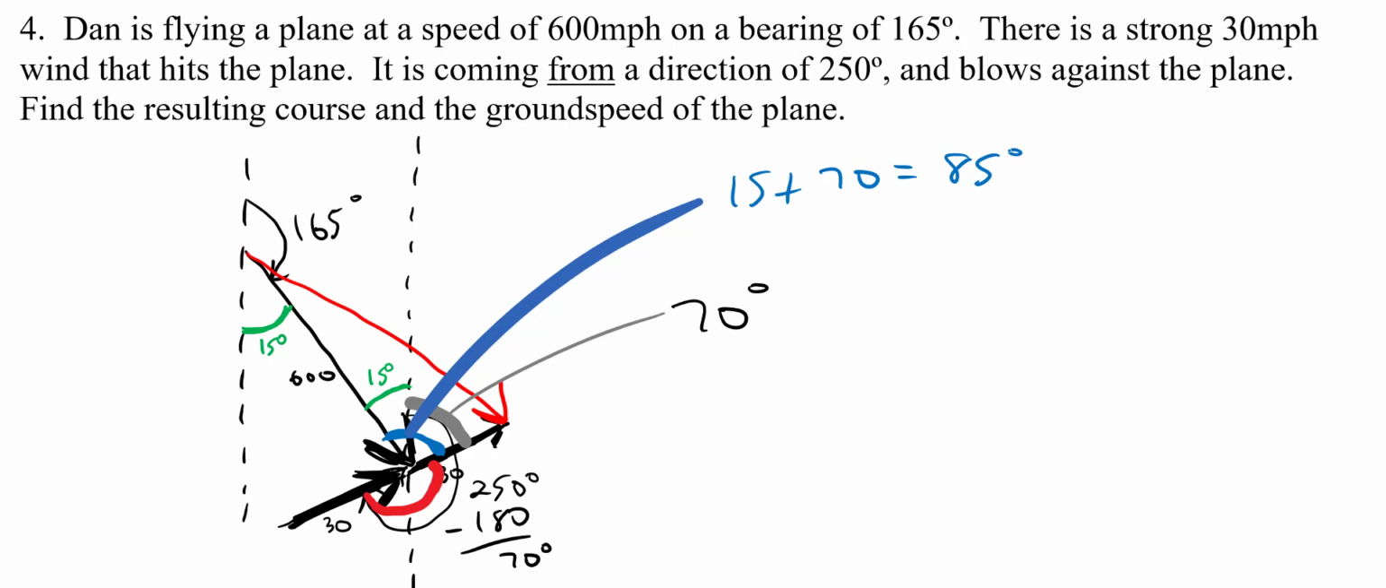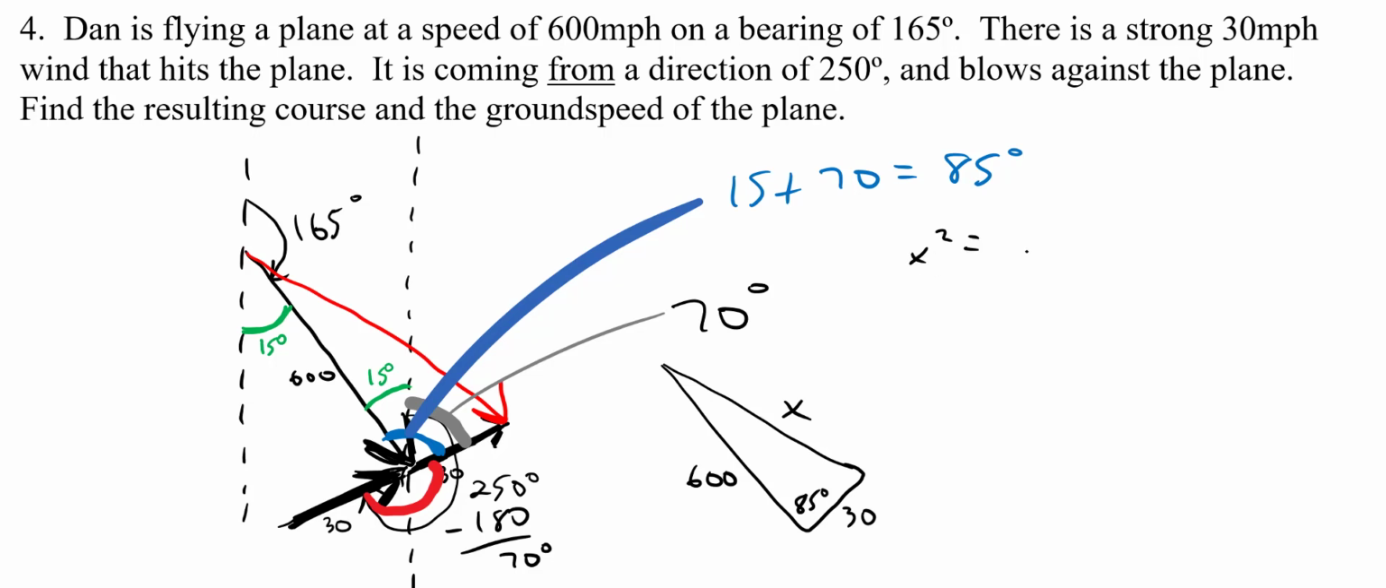Now, if I draw a nice little friendly picture, I don't want to run out of room here, but that's okay. So here's the picture. And this is 85 degrees. And this is 600. And this is 30. And I'm looking for x. It's the law of cosines. All these problems, we've got to do the law of cosines. Pretty important here.